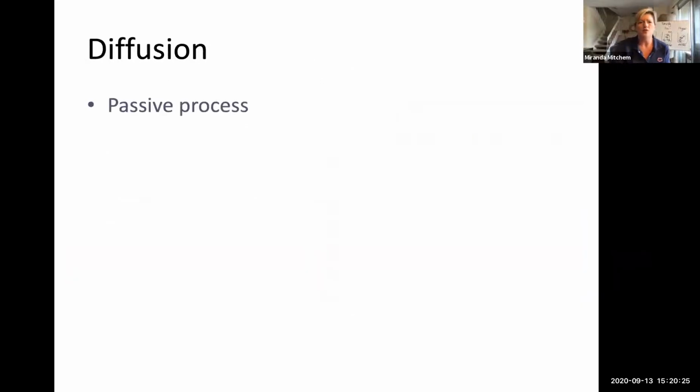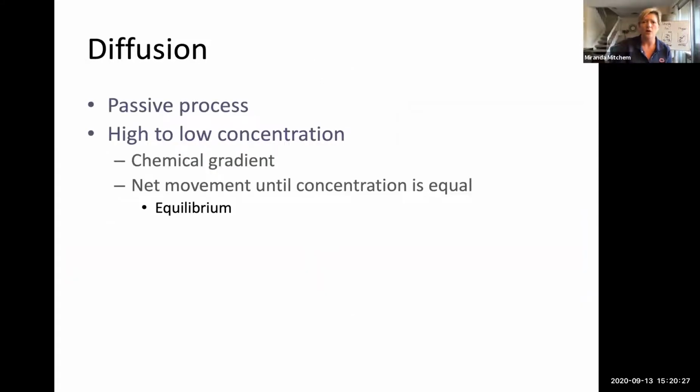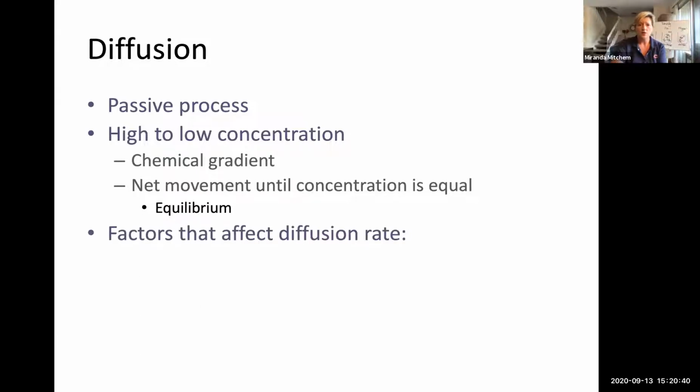All right, so diffusion is passive. It follows that high to low gradient. We've talked about the role of different chemicals and how a lot of times we're in chemical disequilibrium to achieve osmotic equilibrium. So what are some of the factors that affect the rate of diffusion?